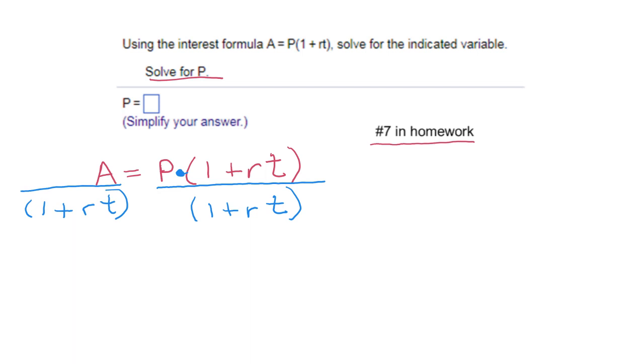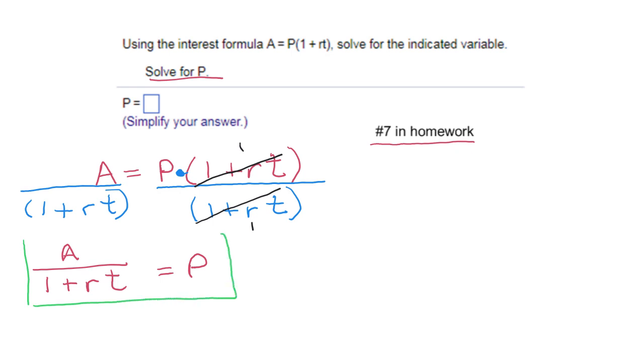And when we do this, this entire item in parentheses divides out. That's considered 1 over 1. And 1 times P is P. And this leaves us with A divided by 1 plus RT. And that would be up to you if you want to keep the parentheses on there. You don't have to. But this is the final answer. It is the equation solved for P.